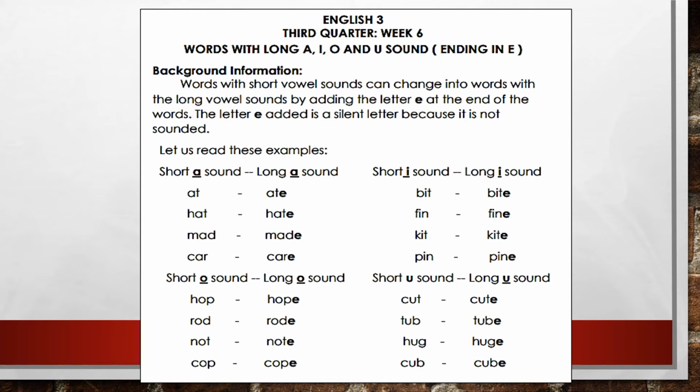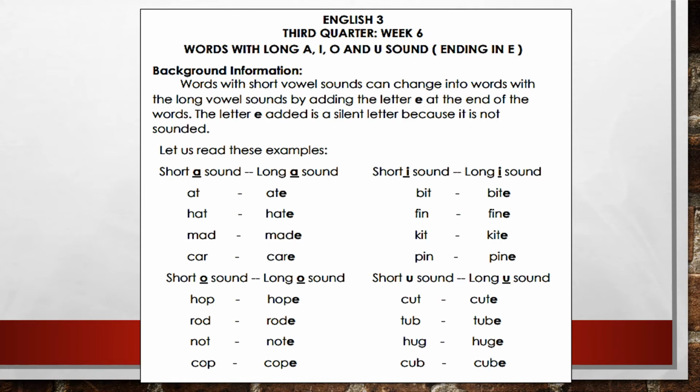Okay, now let's go to short O sound. Yung O daw ay mayroon ding short sound or yung maikling tunog na O. At meron din long O sound. Kapag long, mahaba. Mahaba yung O. O, tignan natin ha. Short O sound. Hop, rod, knot, cup. Again, hop, rod, knot, cup. How about the long O sound, yung habang O? Hope, road, note, cope.